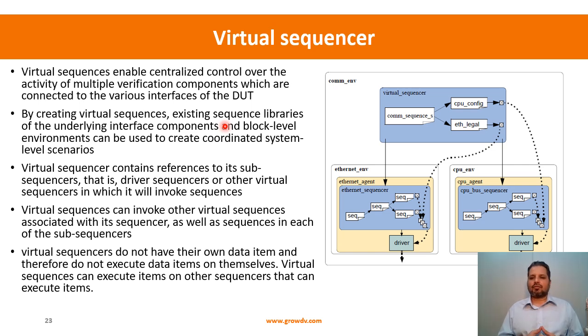We have seen a bunch of virtual sequences when we looked at the bootstrapping of the UVM testbench. By creating a virtual sequence, the existing sequence libraries of underlying interface components and block level environments can be used, and we can coordinate system level scenarios. That's the benefit. Once you create that particular virtual sequence, you can continue to reuse it and build on top of it. You can actually create a virtual sequence of sequences. A virtual sequence can contain further virtual sequences, so you can hierarchically keep building it up.